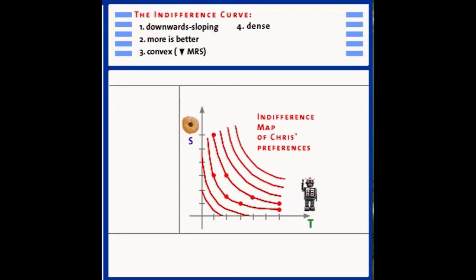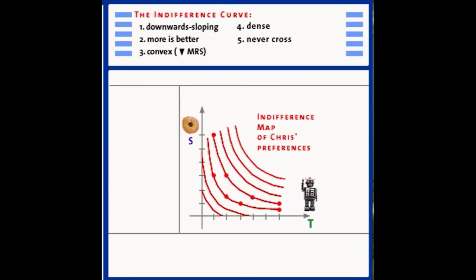Indifference curves can never, ever cross. Can you figure out why? I'll give you a hint. Remember, more is better. Let me show you. Suppose we had a situation up here where an indifference curve like this crossed over another indifference curve at a point like this. Now, how do we know that something like this can't happen? Well, we know from the following argument.